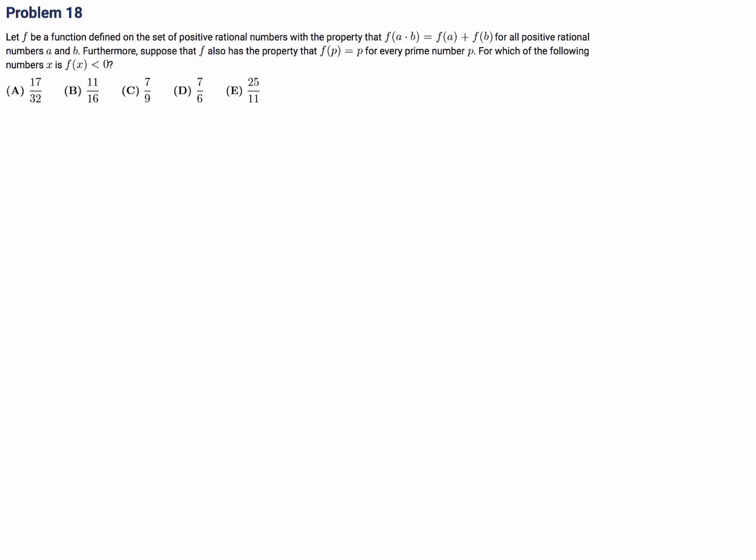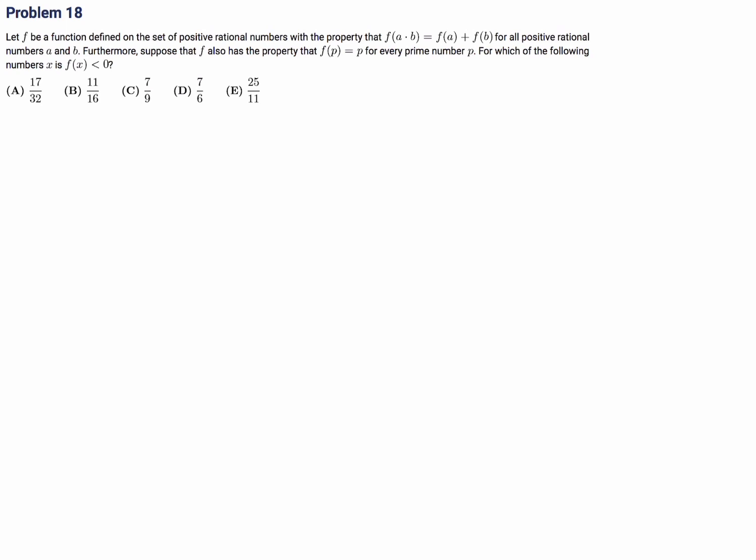Let f be a function defined on the set of positive rational numbers with the property that f at a times b is equal to f at a plus f at b for all positive rational numbers a, b. Furthermore, suppose that f also has the property that f at p is equal to p for every prime number p. For which of the following numbers is f at x less than 0?